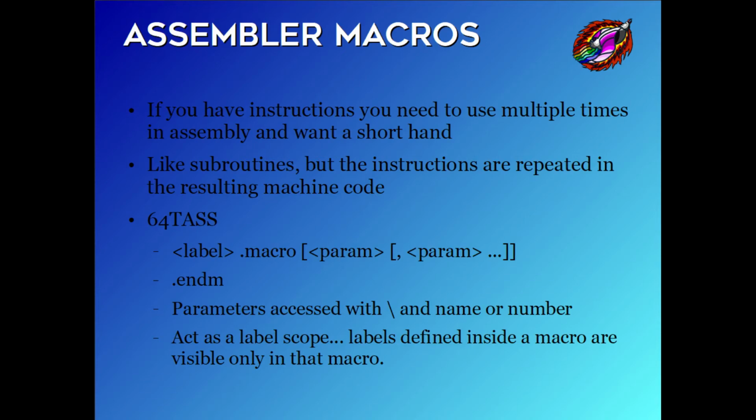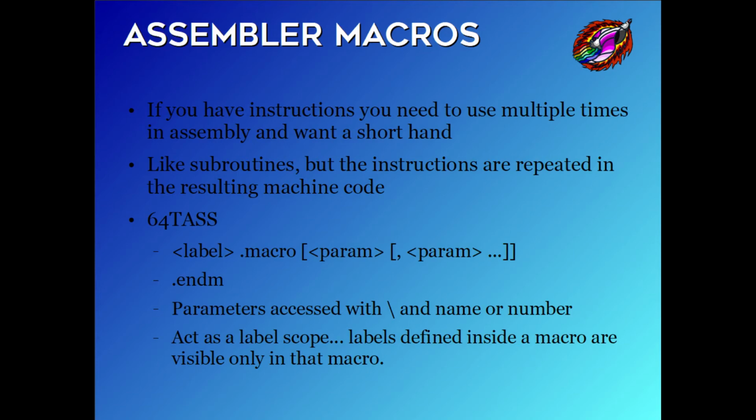When your code in the macro wants to reference a parameter, it does so by using a backslash to say, hey, this is going to be a parameter I'm calling upon. And you can either use the name that you gave on the macro line, or you can use a numeral to indicate its position in the list. So like 0 would be the first parameter, 1 would be the second parameter, and so on and so forth.